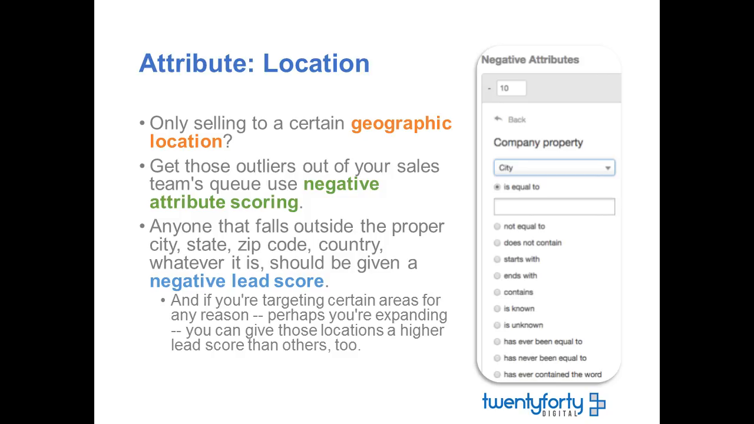Next, and this is critically important, location. If you're only selling to a certain geographic location, if you only want a certain deal released in a certain location, you want to ensure that you are using the location information you have and assigning a negative or positive attribute score to that. Case in point, if anyone falls out of the city, state, zip code, or country of your target group, then you would give them a negative lead score. Sorry, I think we all came back from BIMS with a little cold.